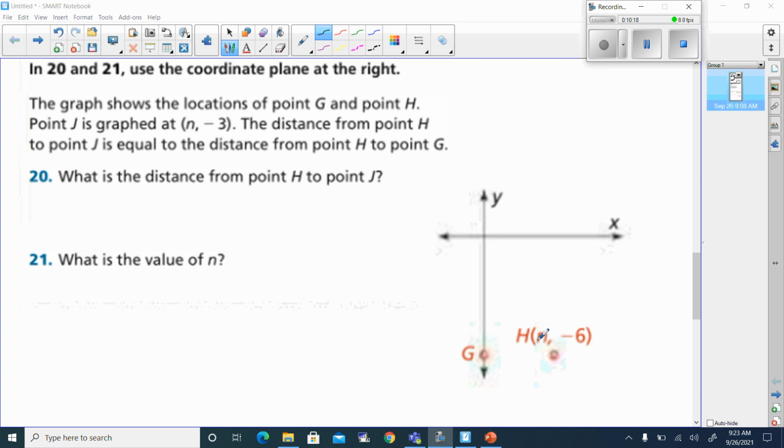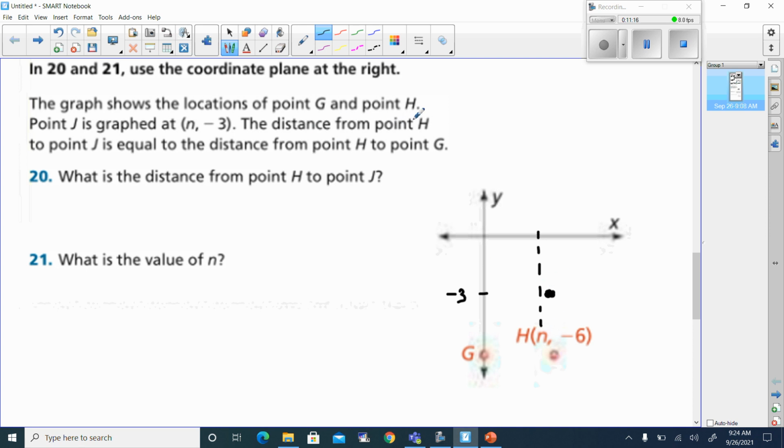Now, I don't know what n is, but I do know if this is n, then n has to be the same number, right? So let's see, if n is the same number and the first number is always x, that means my x coordinate has to be the same over here as this one. All right, then it says n and -3. So if this is -6 going down, right, then -3 must be halfway between there. Right, so it's got to be about right here. Right, lined up with this one.